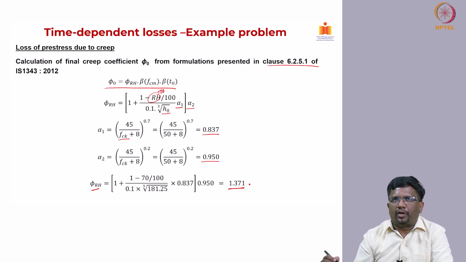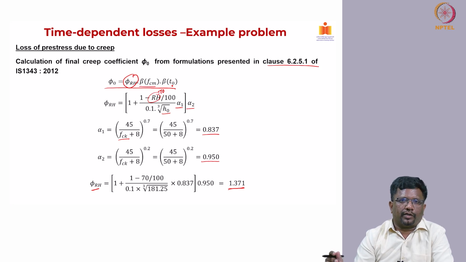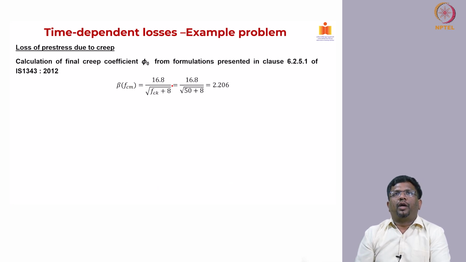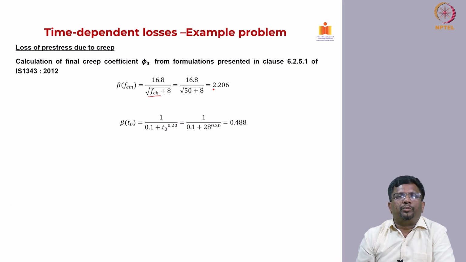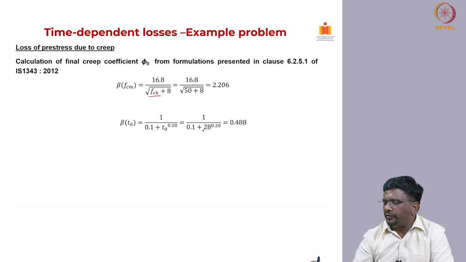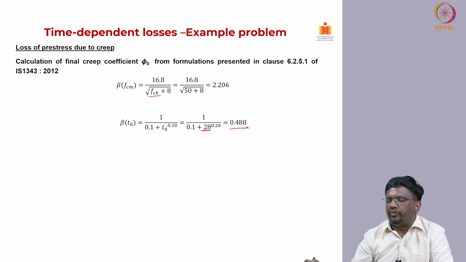Okay. So we got only this factor. Now again we have to calculate strength factor and then the T naught factor as well. So let's look at now how to get your strength factor. Again the equations that are given in IS 1343. So you substitute FCK value and you get your beta FCM as 2.206, and T naught is, we have seen that age of loading is 28 days. So you put 28 days and then you get the value of 0.488.